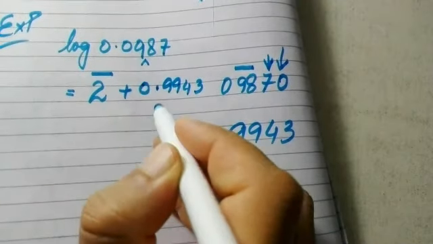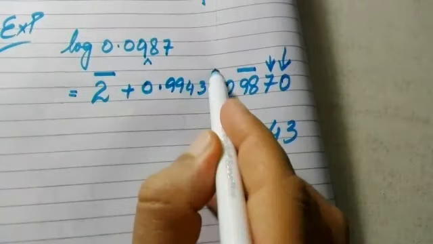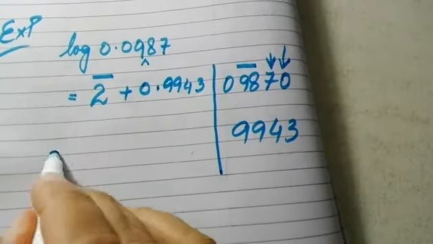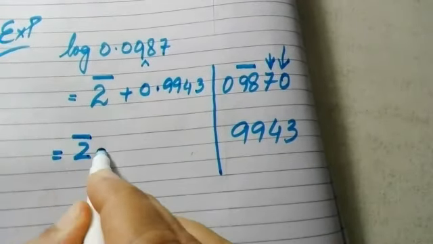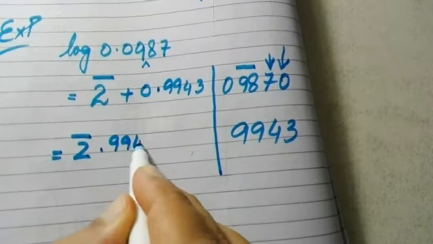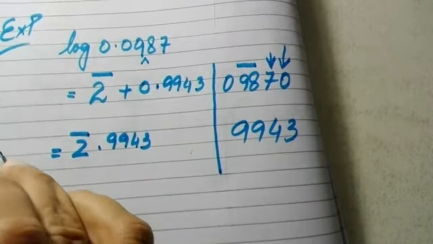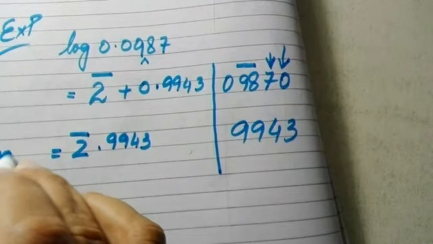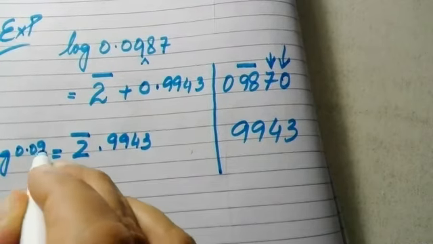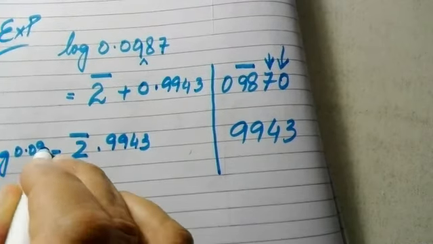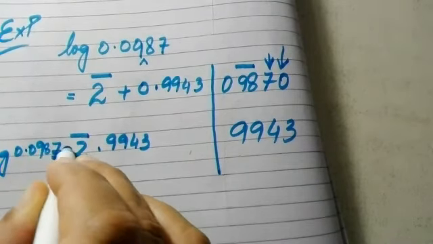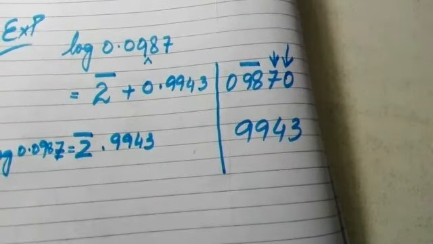So when we have to find the logarithm of this number, it will be written as 2 bar point 9943. So this is log 0.00987. This is the answer of the logarithm.